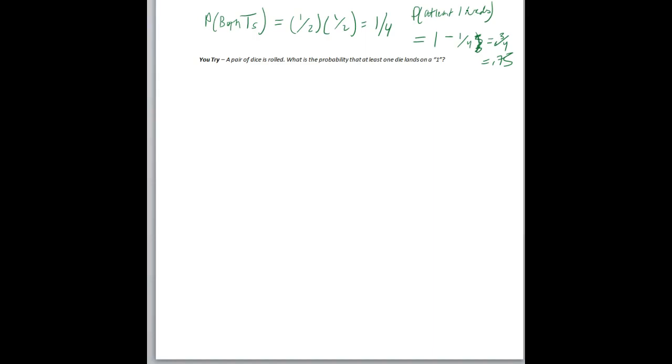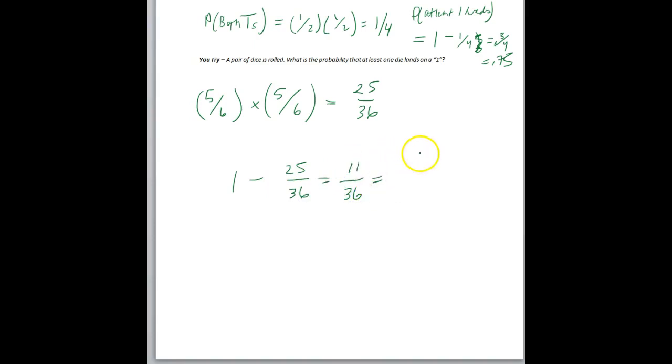The probability of one of them not landing on a 1 is 5/6, because of the 5 other options. The probability that both of them don't land on a 1 is 5/6 times 5/6, or 25/36. So the probability that at least one of them lands on a 1 is just 1 minus this probability, or 11/36, or 0.30555 repeating. That's that, guys.